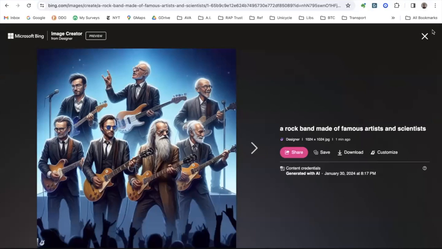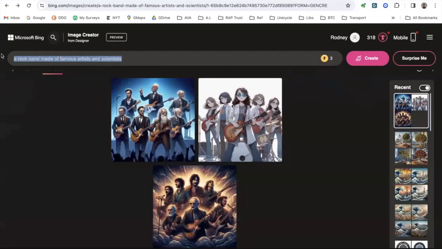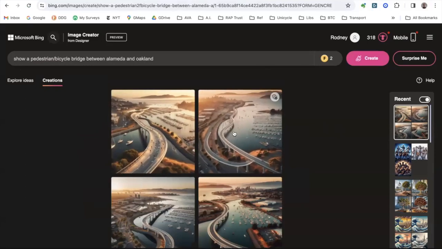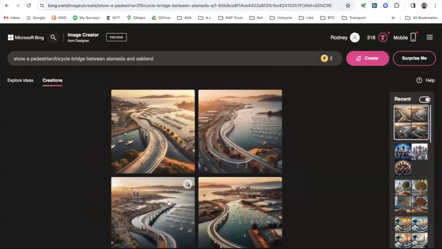How about this? Let's do, I got an idea. Show a bridge between Alameda in Oakland. And sorry, folks, but it's going to be a pedestrian bicycle bridge because I am me and that's what I like. So see if we can get this, because there's actually a plan to one day build a bridge between Oakland and Alameda that goes to downtown. That's definitely not going to be what it looks like. But I don't know.